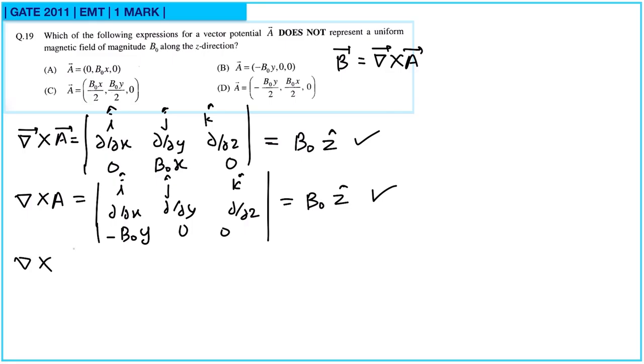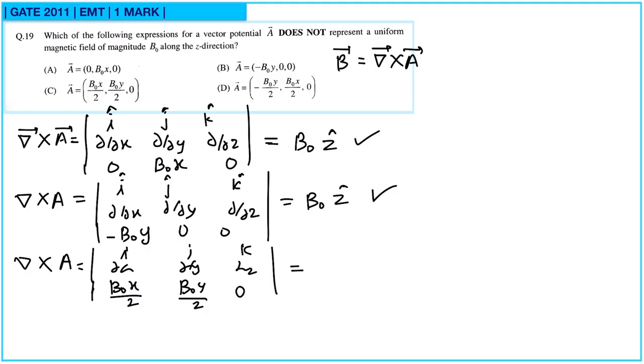Now for the third case, del cross of A, this will be I cap, J cap, K cap, dou by dou x, dou by dou y and dou by dou z. So this is here B naught x by 2 and here we have B naught y by 2 into 0. So this will be K cap into dou by dou x of this. So this will be 0 and this will be 0. So this is 0. So it is not representing uniform magnetic field. So option C is correct.